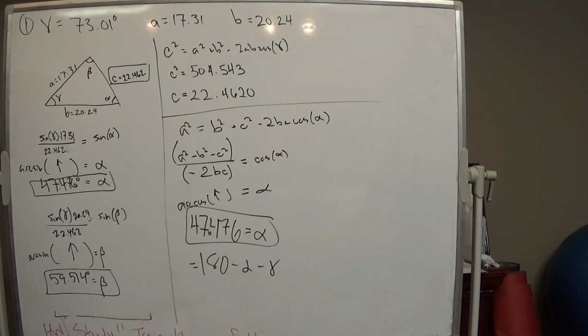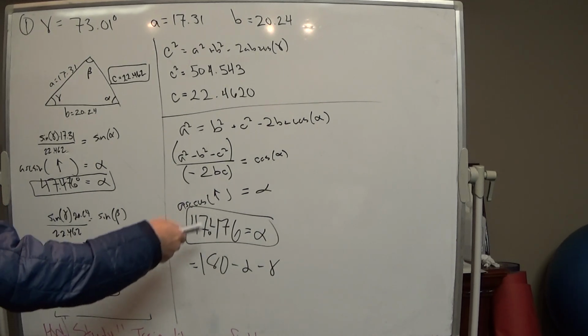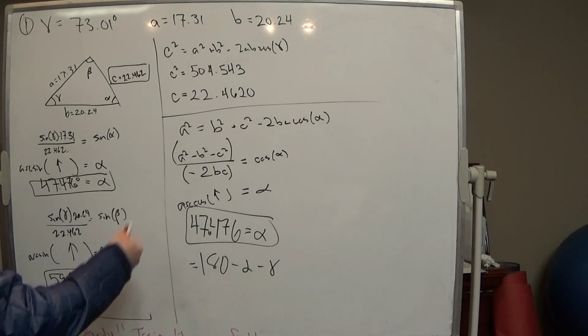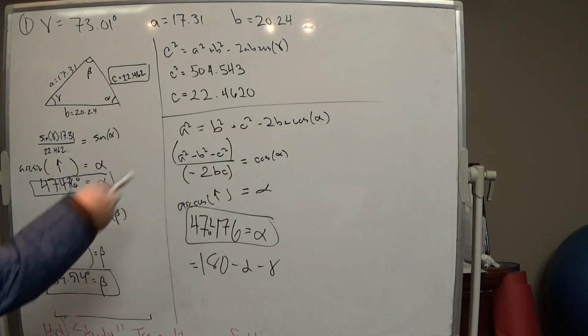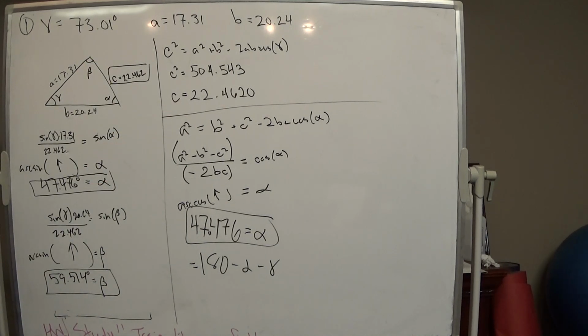So, okay. And I think we got everything, right? We got beta, we got alpha, we found c in both cases. Okay, there's that. All right. Any other questions?